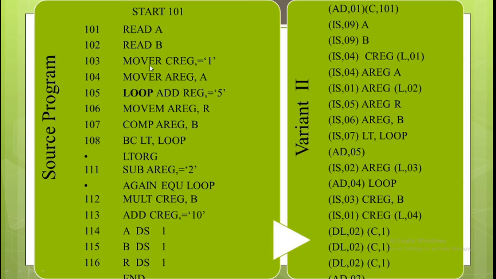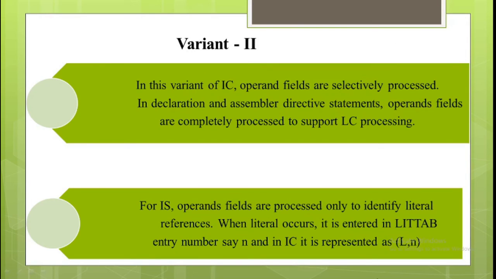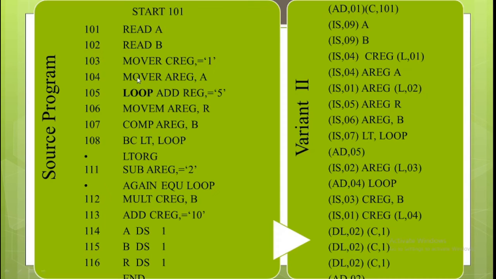For the next instruction, MOVER C register with the literal 1, the MOVER is represented as IS, 04. The C register is represented as it is, but for the literal we consider the particular entry number and it is represented as L, n. The next instruction is MOVER A register and A. It is represented as the imperative statement followed by the code; the A register operand remains the same and A also remains the same.